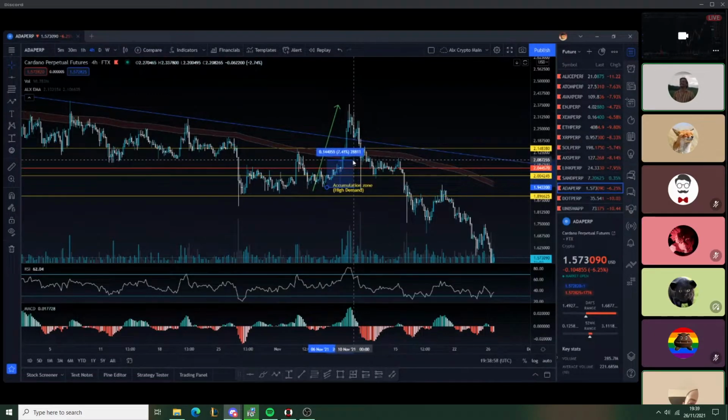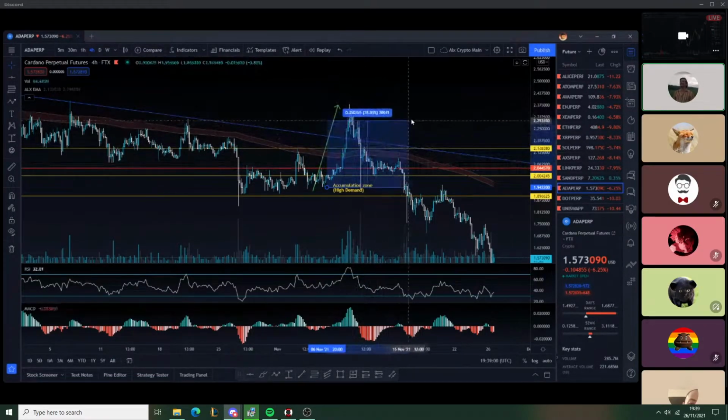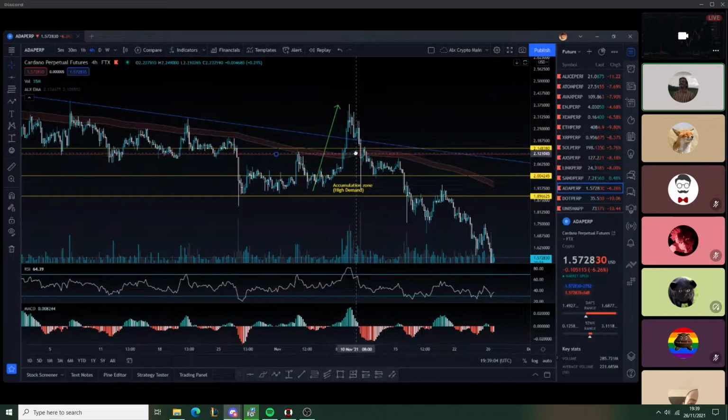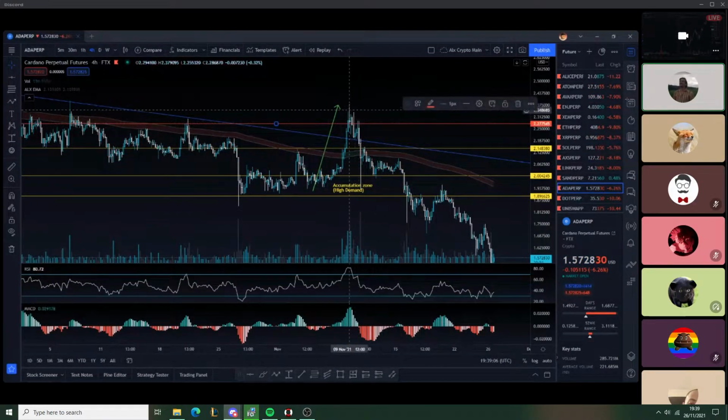Obviously, in this case, it kept on growing. And as the coin kept on going up, all I did was move my stop loss higher and higher and higher. And then eventually, when it dropped, the trade closed and I took profits. So that's normally what I do.